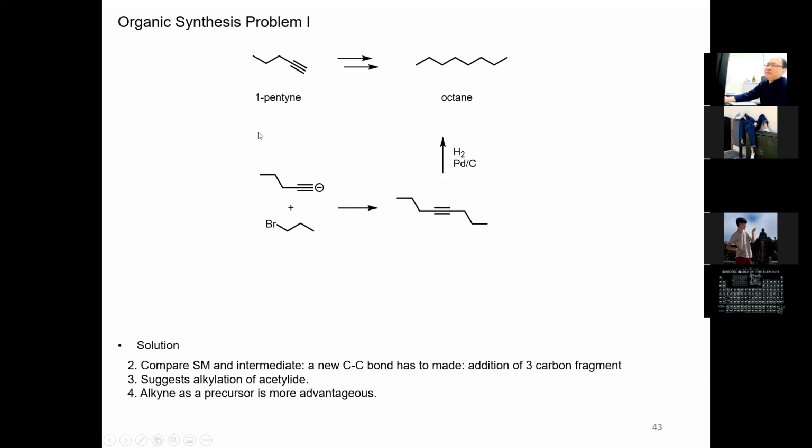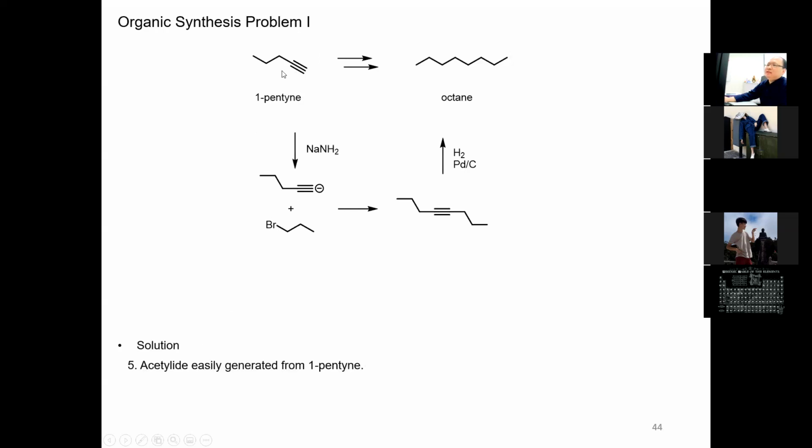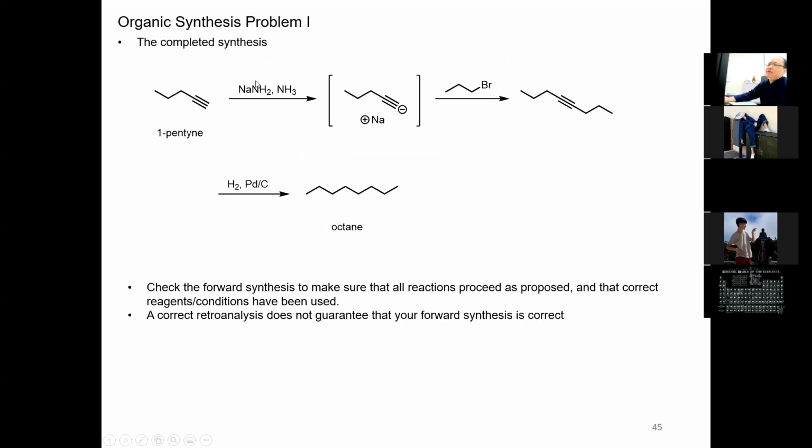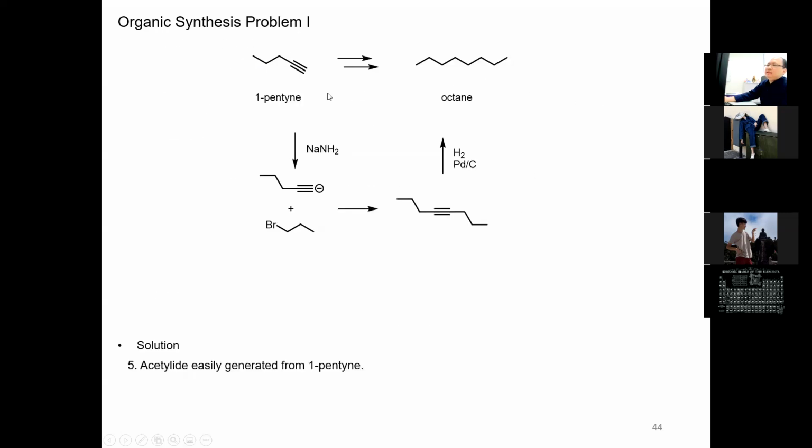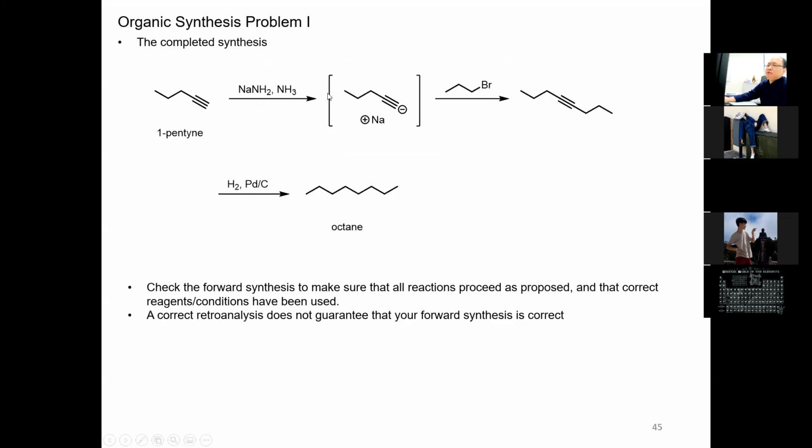Okay, then again, we compare it with the starting material. It's just a deprotonation, all right? So you have 1, 2, 3, 4, 5, and deprotonated, become nucleophile, all right? So after you do all the analysis, you need to give me a forward synthesis, all right? Completed synthesis. So start from 1-pentyne, you deprotonate it with sodium amide to form a nucleophile and react with 1-bromopropane to form a new CC bond here.